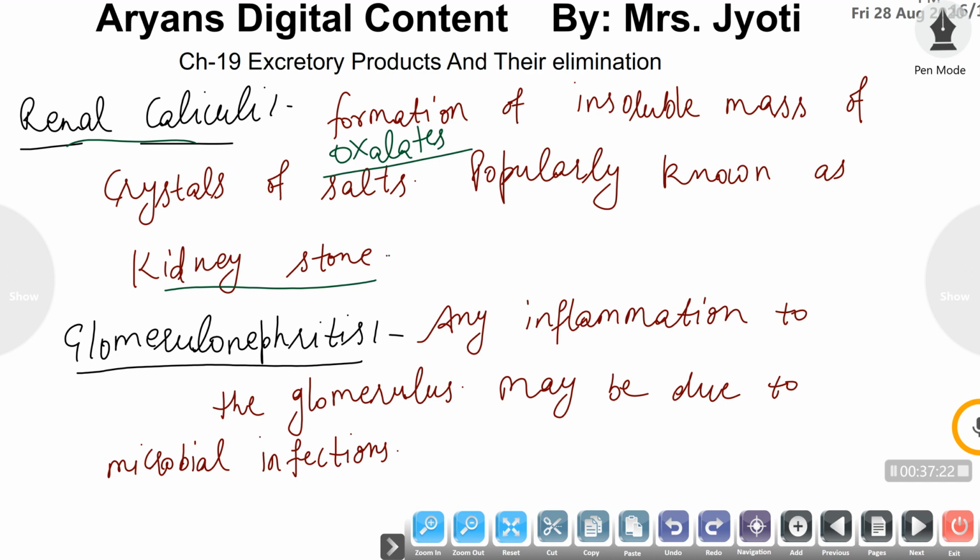The other disorder may arise due to infection or inflammation in the glomerulus. The inflammation generally occurs due to microbial infection in the glomerular part of the nephrons, and when the glomeruli get inflamed or infected, they are not capable of filtering the blood properly, and hence our excretory system is affected adversely.